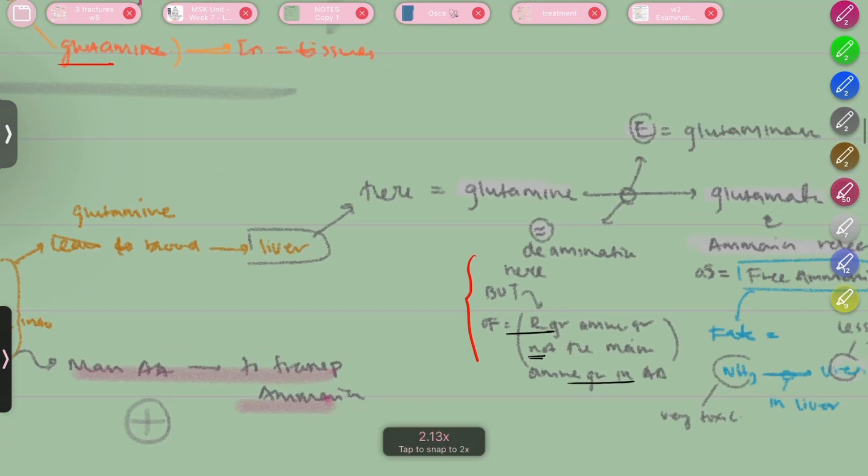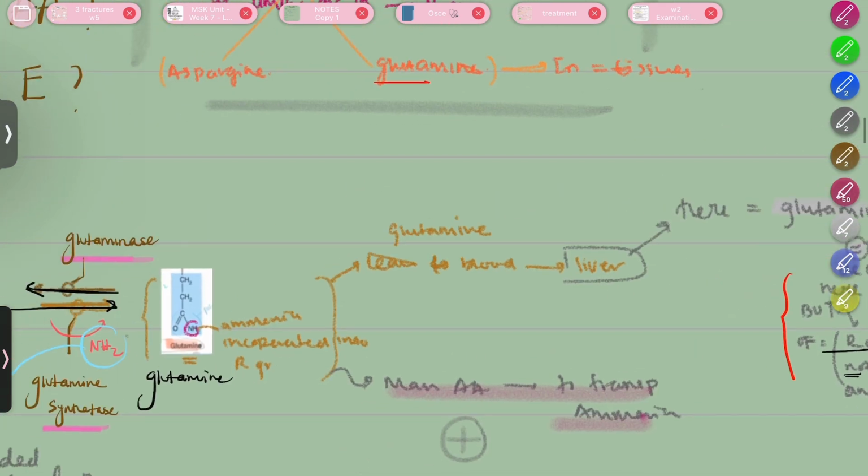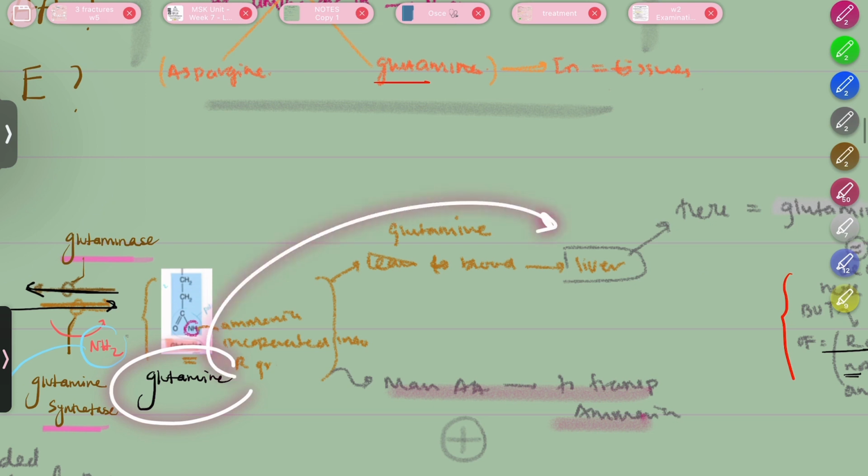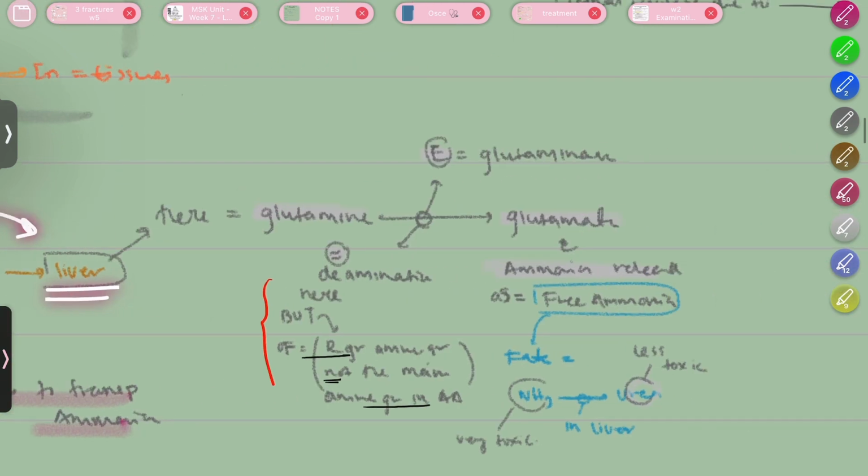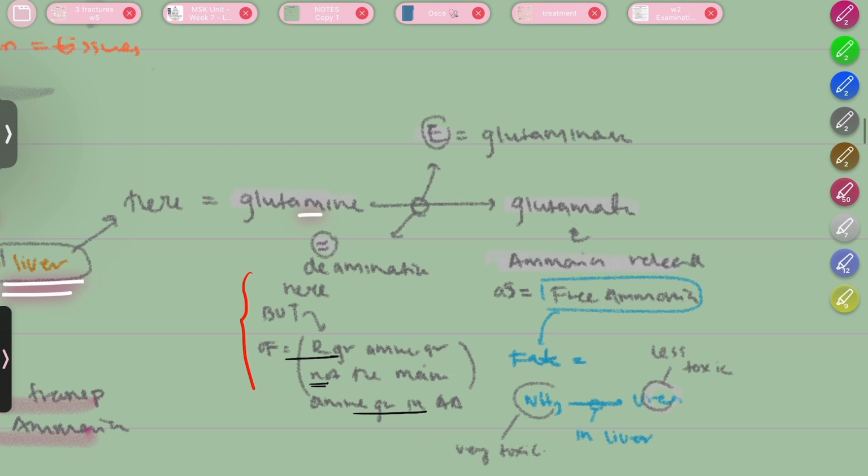Okay, so as we mentioned, now this transporter is ready to go to the liver. Once it reaches the liver and glutamine has successfully transported this ammonia to the liver, this reaction is reversible, however, not by the same enzyme. So we can go back from glutamine to glutamate in order to release this ammonia, which needs to go to the urea cycle in the liver.